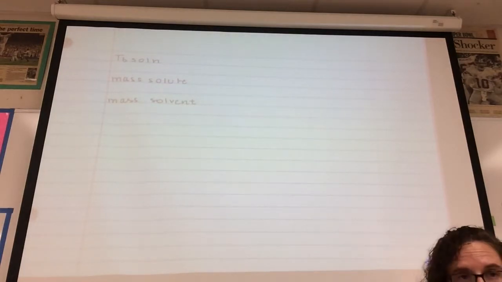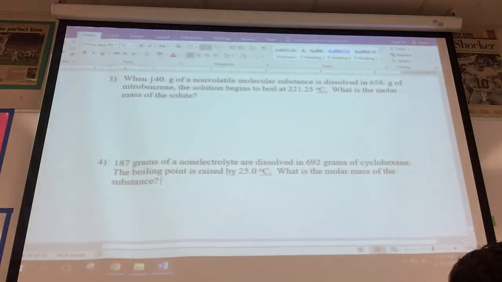And that finishes up our chapter on solutions. The difference yesterday was that I gave you freezing point of the solution. So I just want to make sure that you can do it with the boiling point of solution. In terms of question 3, they tell you have 140 grams of a non-volatile molecular substance. That tells you the mass of the solute, not what the solute is, and that i is 1 because you have a non-electrolyte or a non-volatile substance. It's dissolved in 658 grams of nitrobenzene, and that will be the mass of your solvent.